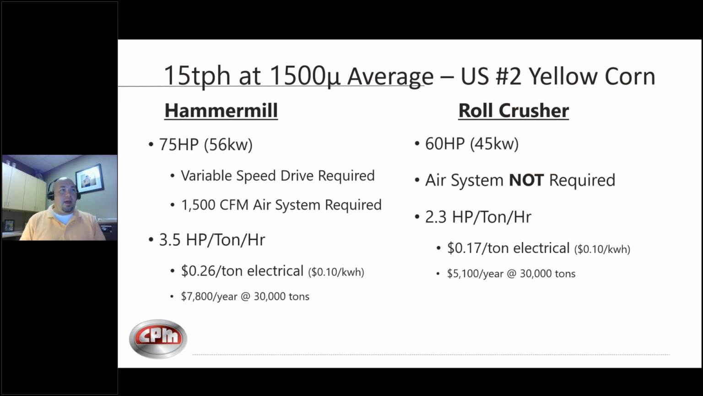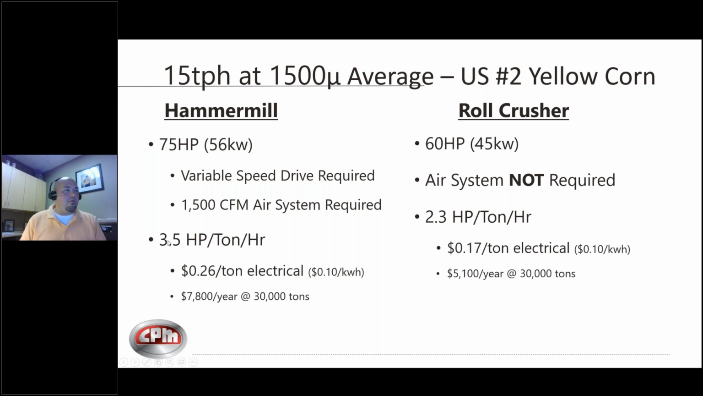Just looking at this application, these are two of the possible machines we'd look at. And really, I just want to show, you can see with the hammer mill, we have to use 75 horsepower, whereas our roll crusher is only going to need 60 horsepower. So right off the bat, we already have a savings in electricity, which I show on the bottom.